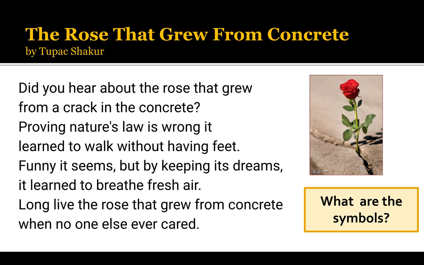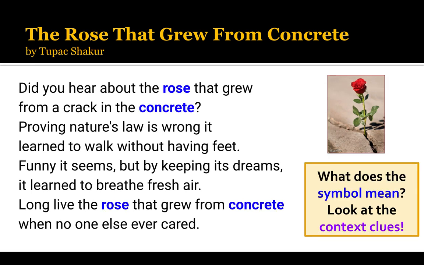So, in your head, come up with the symbols. I have rose and concrete. So, yes, this could be a straightforward poem, about a rose and concrete. But the way the poet describes it seems like these represent something else. It's not just a rose, it's not just concrete.